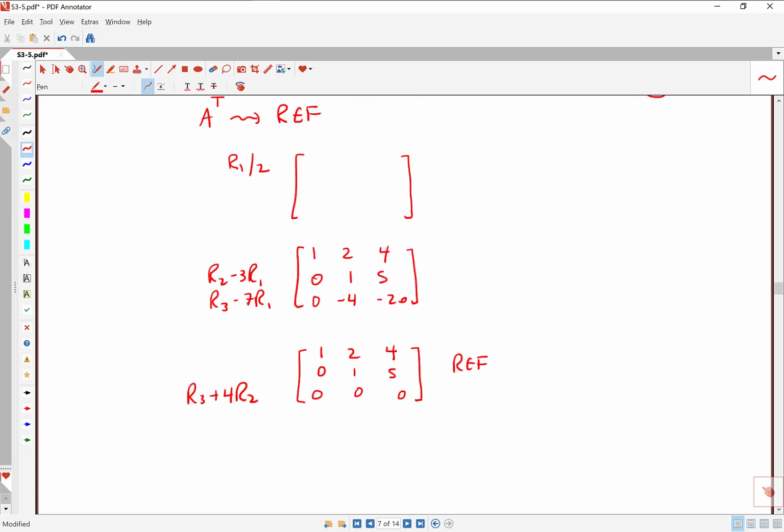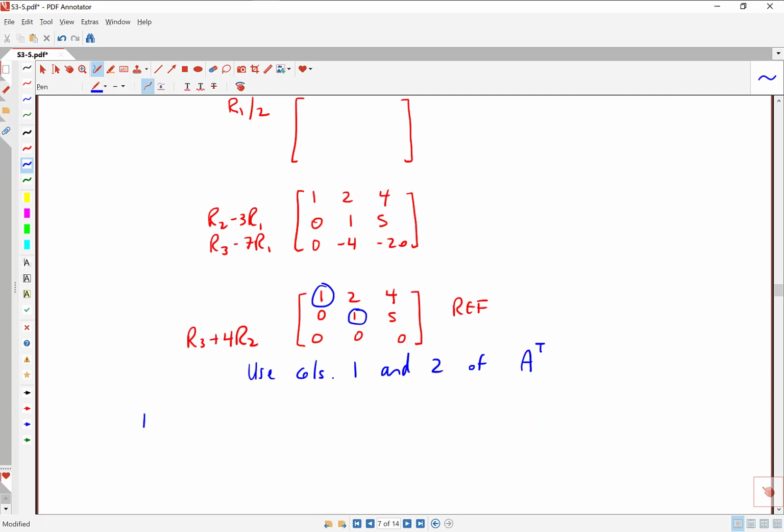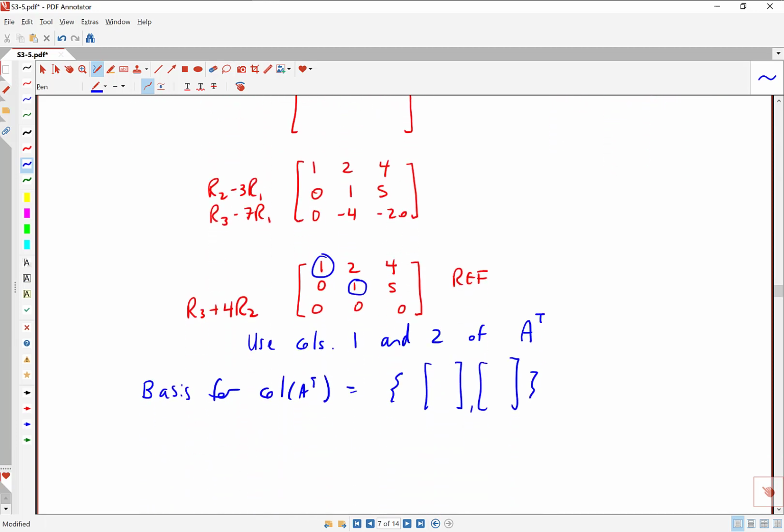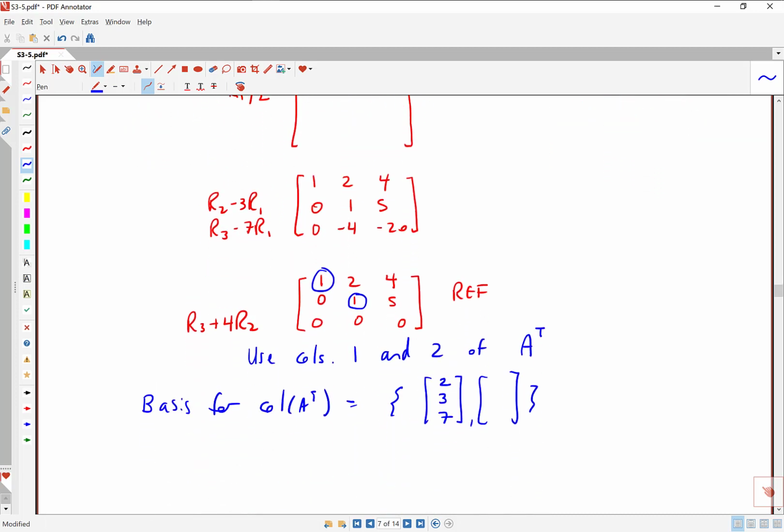So now what are we supposed to do? Well, we're supposed to circle the leading non-zero entry in each row, and then we're supposed to use these positions as a guide for which columns to grab. So we're going to use columns 1 and 2 of, well, the matrix that we're working with is A transpose. So you could say a basis for the column space of A transpose is the first and second columns of A transpose. So we'll just look back up at the top of the screen here. First column was 2, 3, 7, and second column was 4, 7, 10.